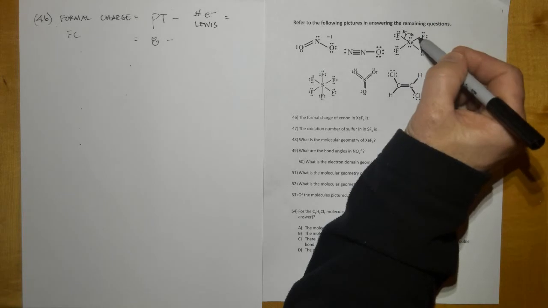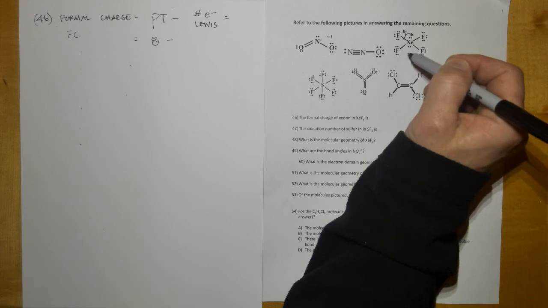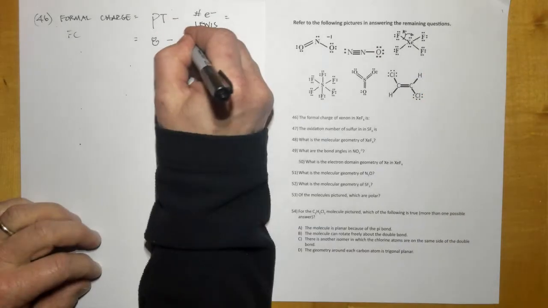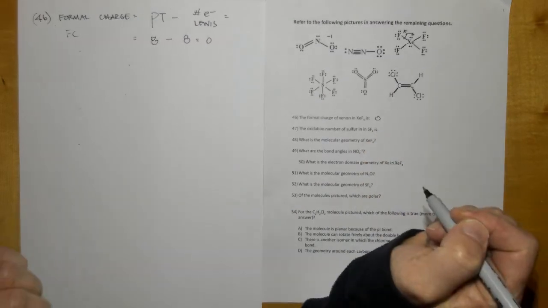And so for xenon, we'd have 1, 2, 3, 4 from the bonds, 5, 6, 7, 8 coming from the unshared pairs of electrons. So 8 minus 8 is 0, so the formal charge on xenon is 0.